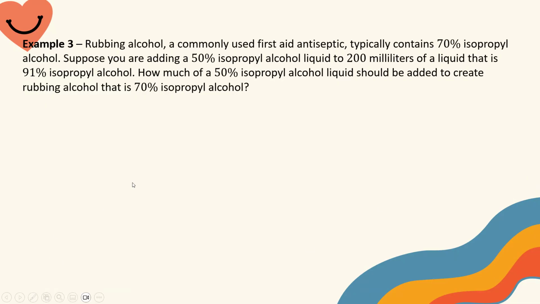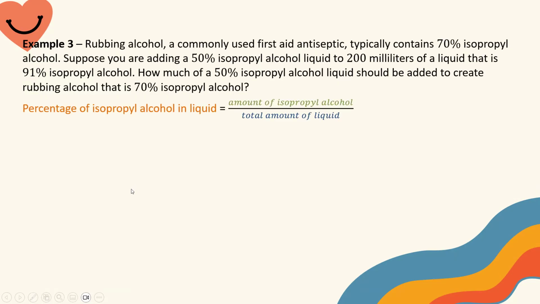With an equation like this, it's helpful to always start with a verbal model. The percentage of isopropyl alcohol in the liquid would be the amount that is just isopropyl alcohol divided by the entire amount of liquid. So if we're starting with 91% of 200 milliliters, and we're going to add an unknown amount of 50%, it would look like this.